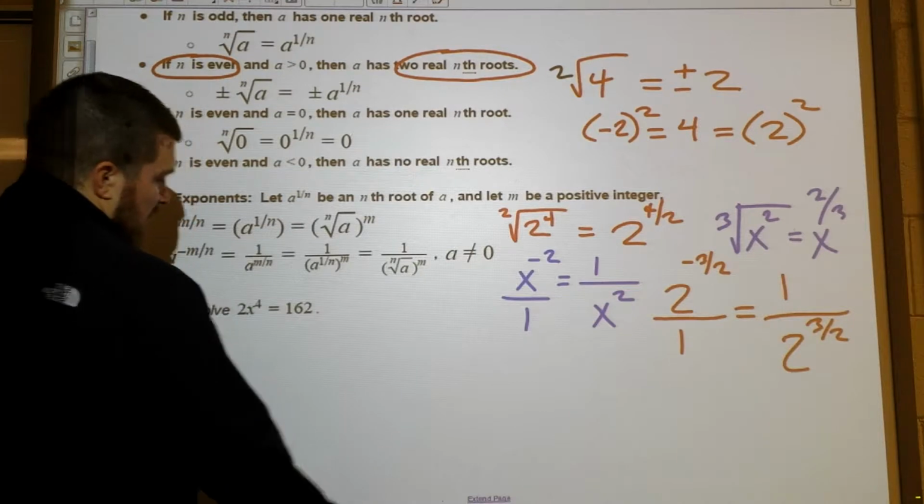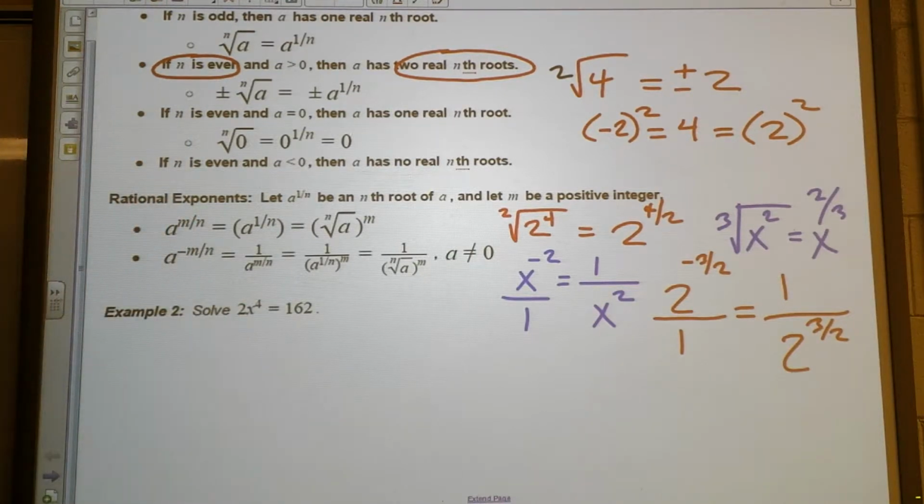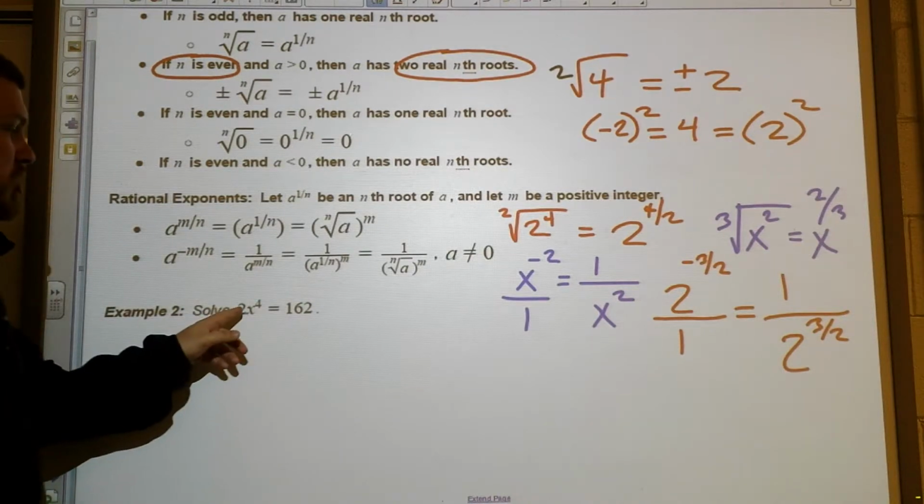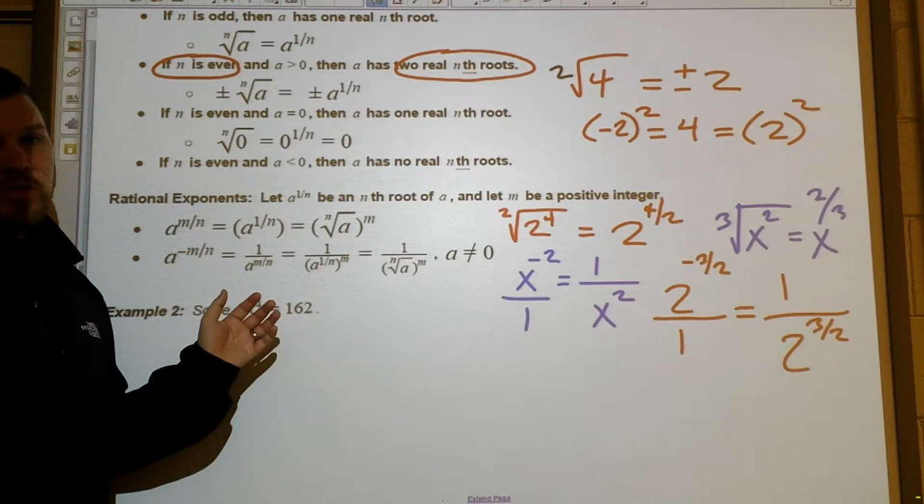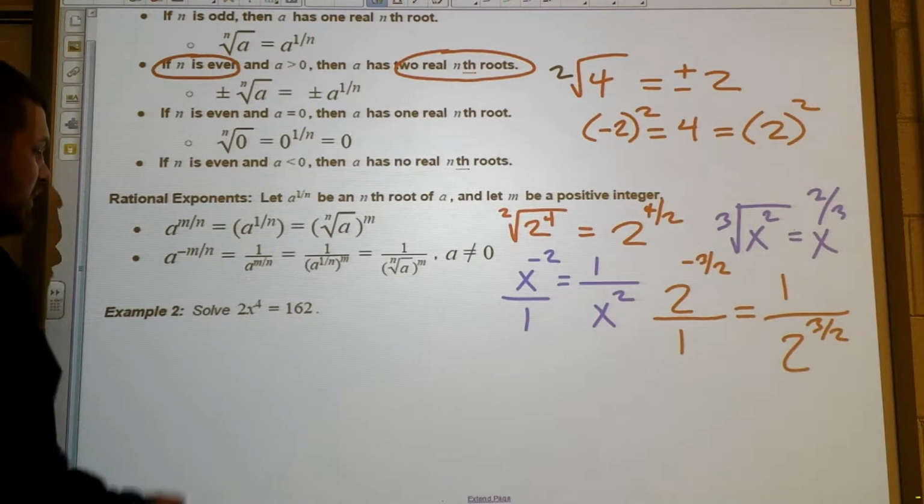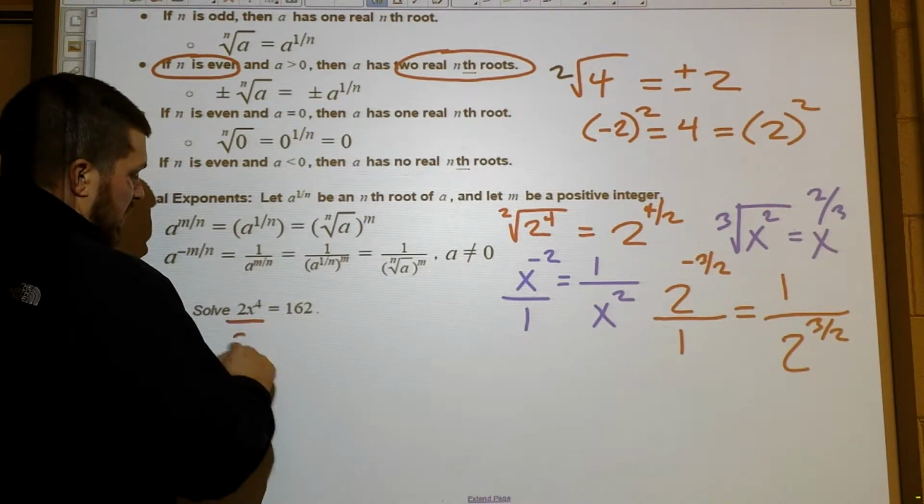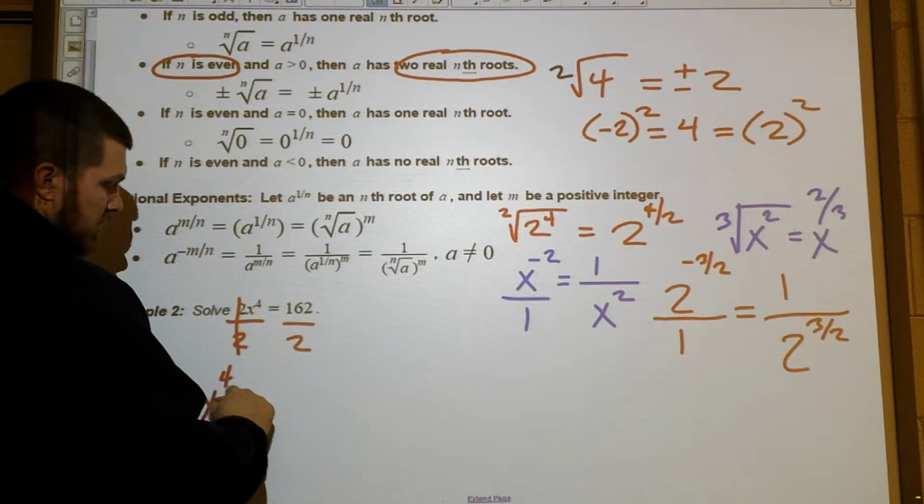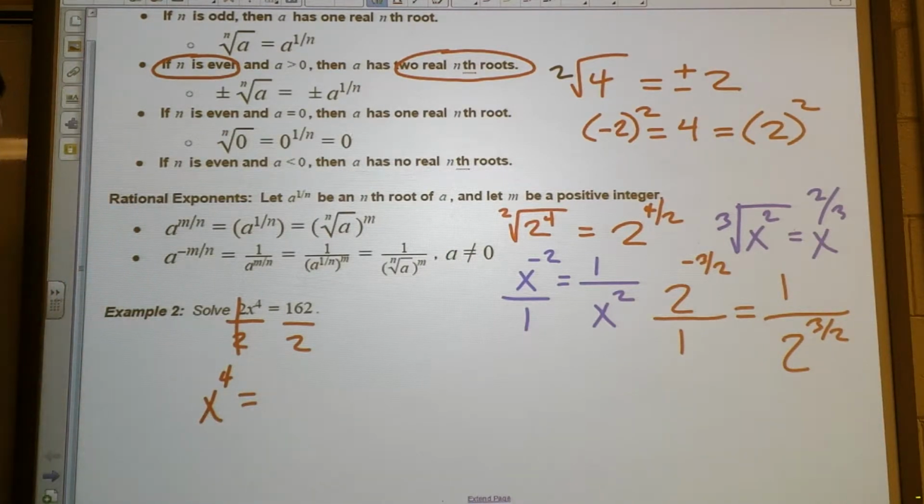2x to the 4th equals 162. First thing you want to do when you're solving this type of equation is you want to get your x, whatever it is, x to the 4th in this case, by itself. So my first step to get x to the 4th by itself is going to be divide by 2. So I have x to the 4th equals 162 divided by 2.